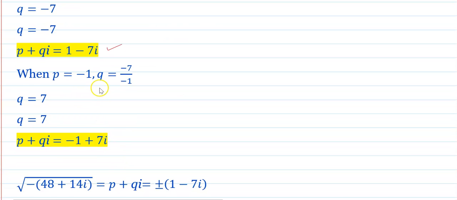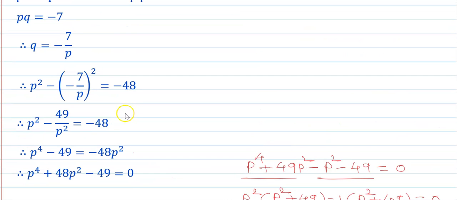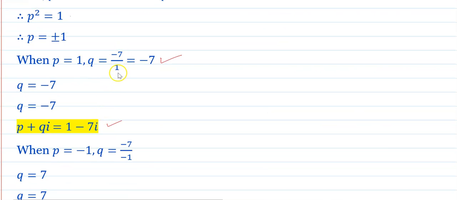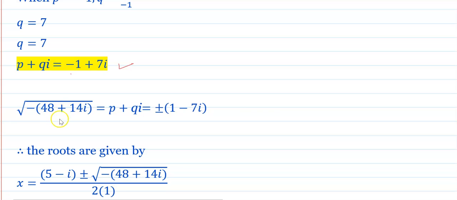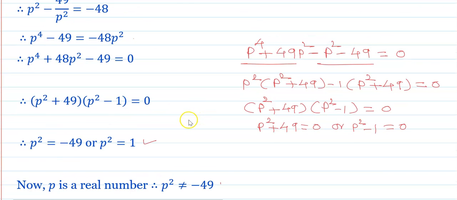p is equals to minus 1, q is equals to, then substitute the value. What is that? q is equals to minus 7 upon p. p is 1, the first root is done. And p is minus 1, minus 7 upon minus 1, that will become plus 7. And hence, p plus qi is minus 1 plus 7i. Therefore, root of minus 48 plus 49 is equals to p plus qi means what? Plus or minus in bracket 1 minus 7i. Okay, in this way these are the roots.